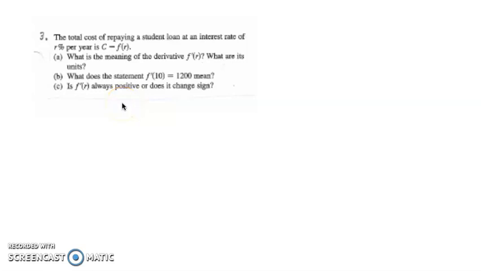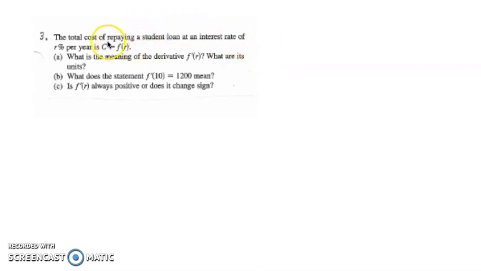Alrighty, we're still here on part 5 and we're interpreting the derivative. Number 3 says the total cost of repaying a student loan at an interest rate of R% per year is C, the total cost, equal to F of R, meaning R is your input variable. And as R changes, the total cost will change. So what is the meaning of F prime of R, and what are its units?